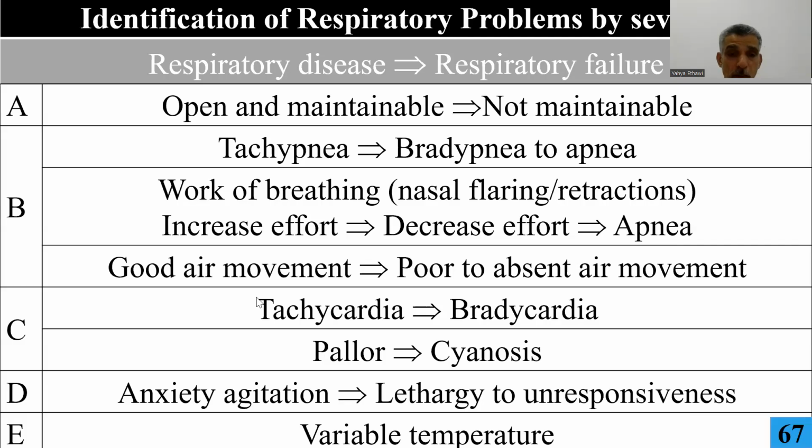Now, for the C in respiratory problems, when it's respiratory disease, we get tachycardia. But when we get respiratory failure, we get bradycardia. In respiratory disease we have impaired perfusion, but when you get respiratory failure, you get cyanosis. For the D, or level of consciousness or disability, at the beginning, when you have a respiratory disease, you get anxiety and agitation, but once you get respiratory failure, you get lethargy and unresponsiveness. And the E is exposure, usually the temperature, which is variable in both respiratory disease and respiratory failure.